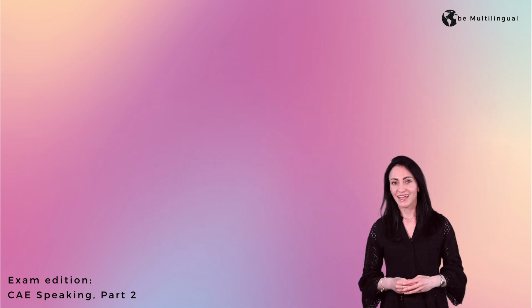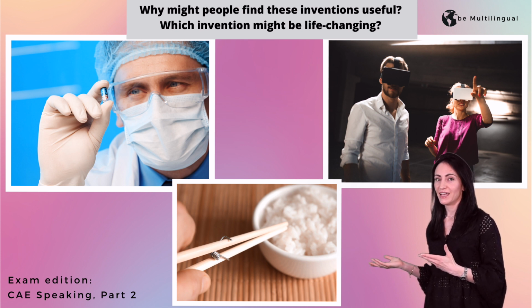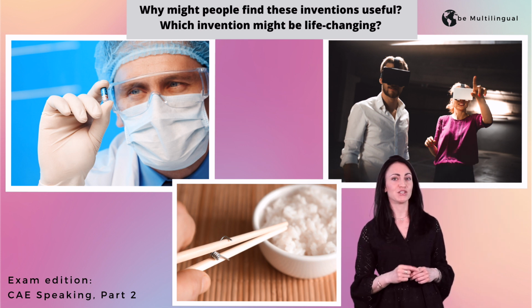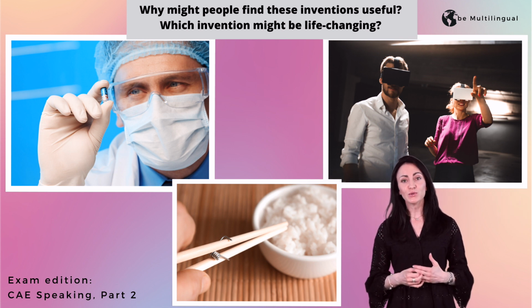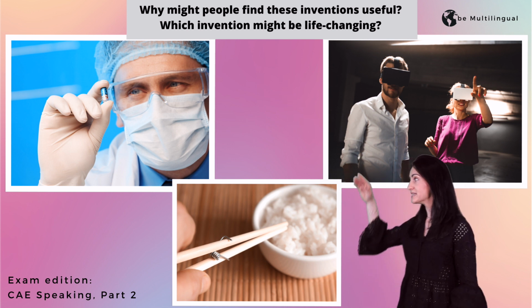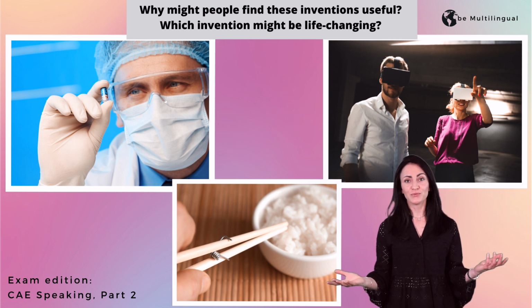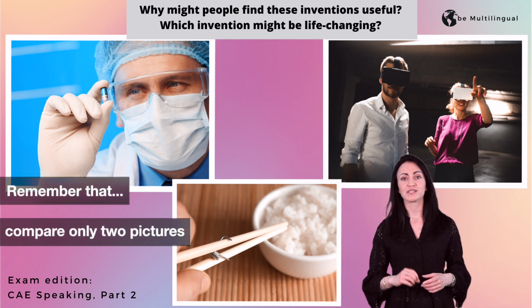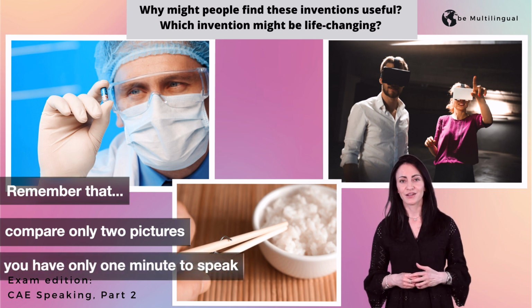And now let's see what the part 2 looks like. So you are given 3 pictures on the same topic. Here is an example. First, you listen to the examiner explain to you what you have to do. Please listen to him or her carefully. You can also read the task because it's printed on the page above the pictures. What do you have to do? You have to compare only 2 pictures out of 3, and of course you can choose the pictures you want to speak about. Remember that you're given only 1 minute to answer both questions in the task.